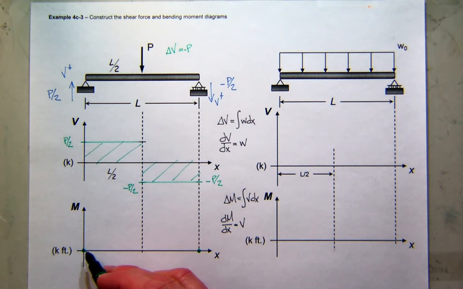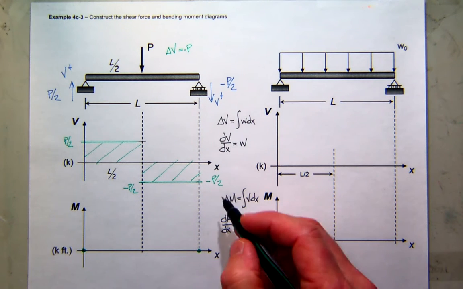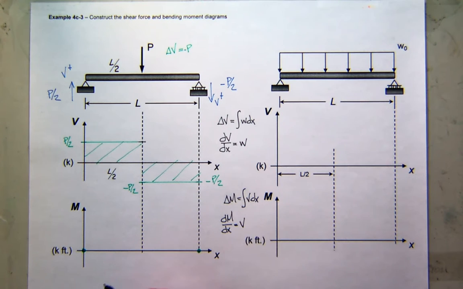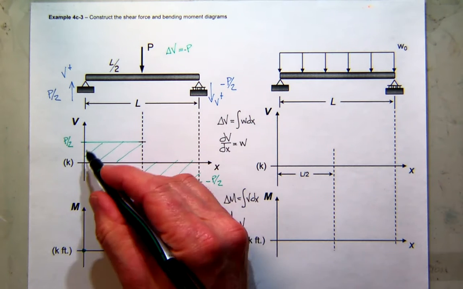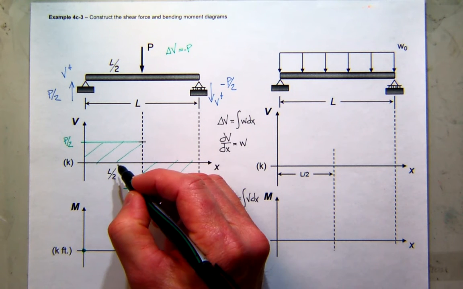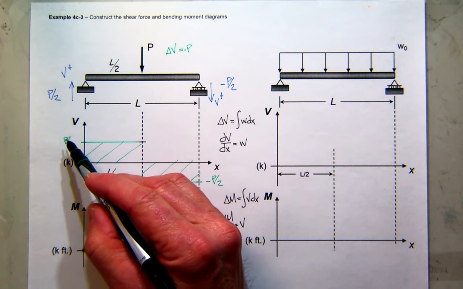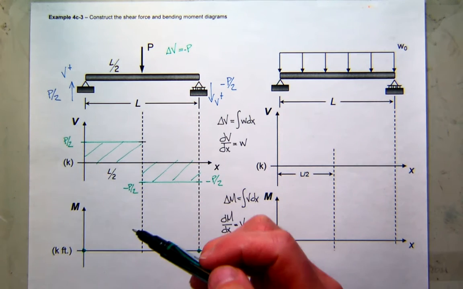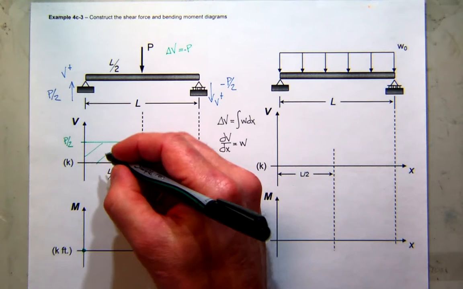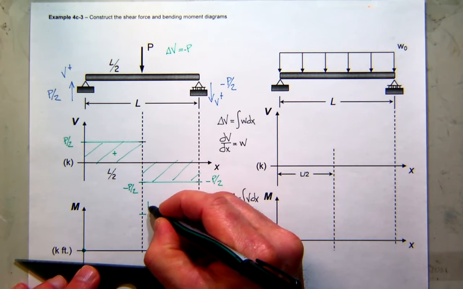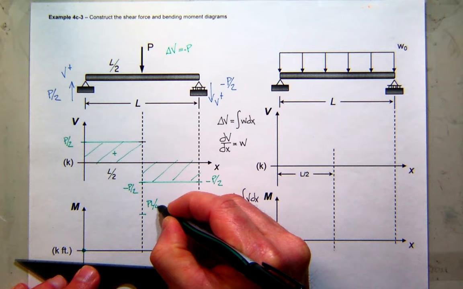Just over the first half of the beam, the change in moment is equal to the area under the shear diagram. So looking up here, what is the area under this part of the shear diagram? Well, it's a rectangle. Base L over 2, times height P over 2. What is that? PL over 4. And that is a positive area. So I should land here at positive PL over 4.